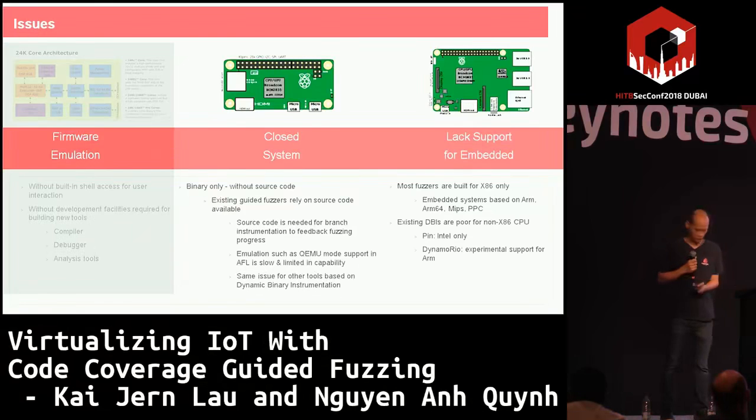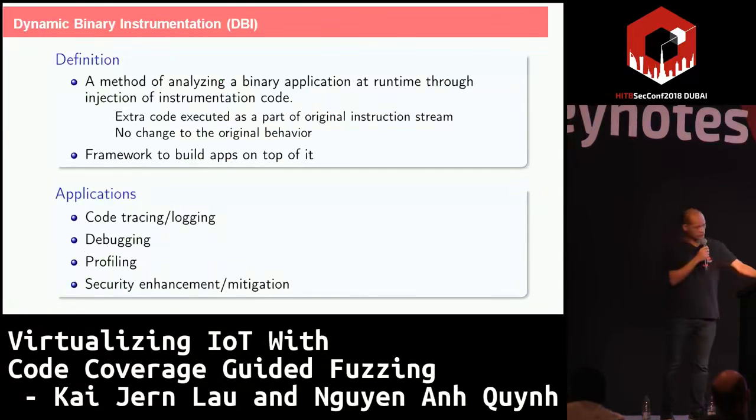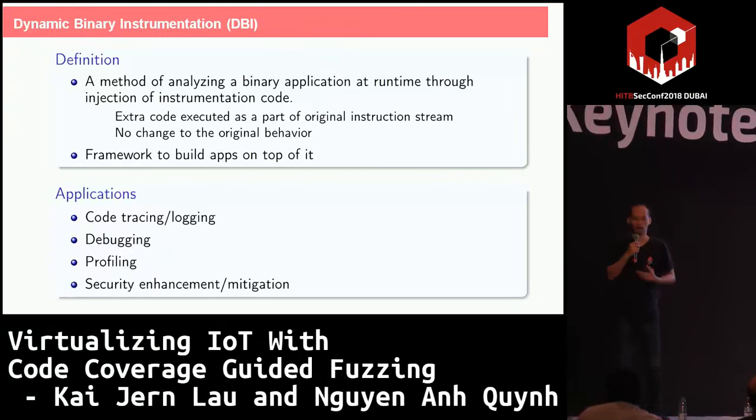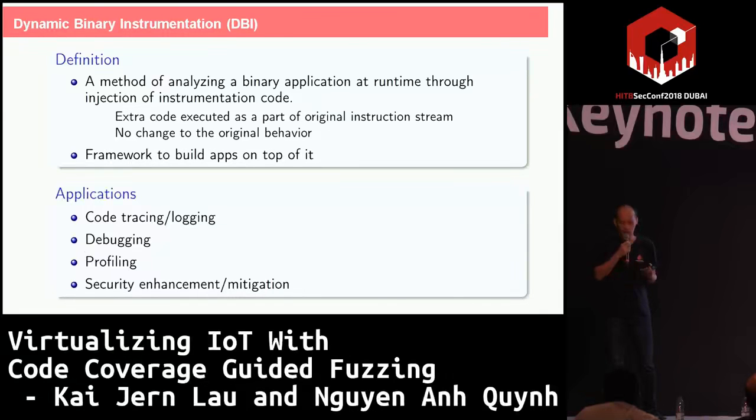Okay, so to summarize, we need to use a dynamic binary instrumentation framework to build our fuzzer first. The idea behind DBI is very simple. DBI is a method for analyzing a binary at runtime by injecting some extra code into the program at runtime. This extra code does the things that you want to do, and it runs as part of the original program. However, by introducing your own code into the target binary, you need to do everything to make sure that you do not change the behavior of the program.